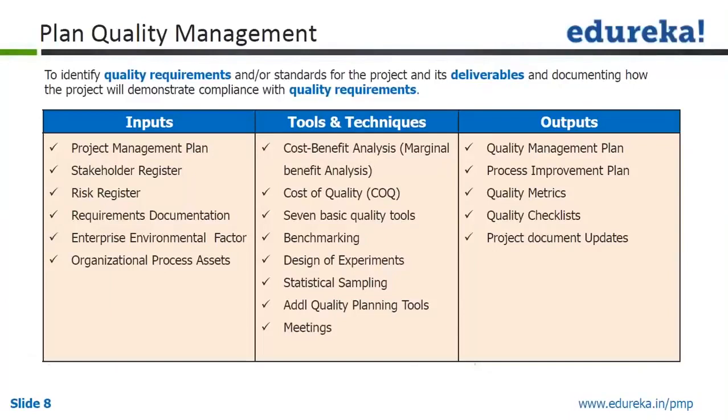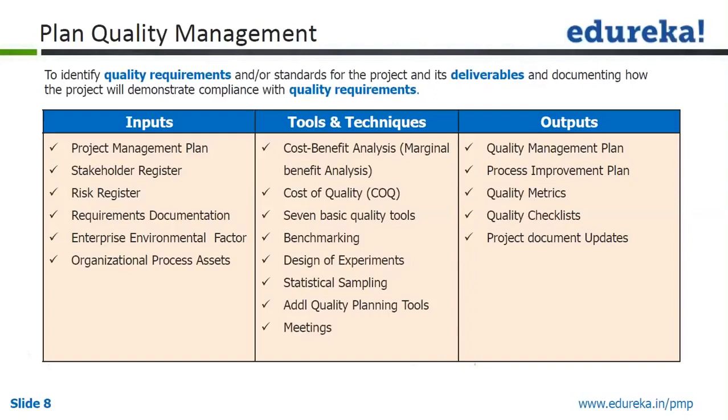This is to identify the quality requirements and/or standards for the project and its deliverables, and documenting how the project will demonstrate compliance with the quality requirements. So plan quality management has two factors. One, to identify quality requirements. Second, how we'll demonstrate compliance with those quality requirements. Simple, straightforward. And of course, it is towards the project and its deliverables.